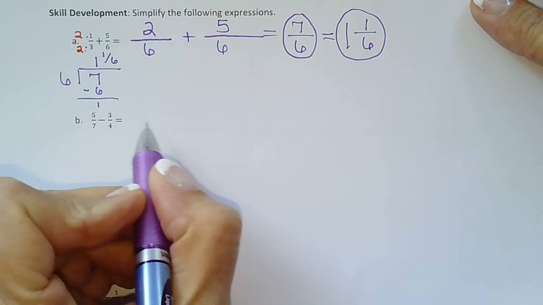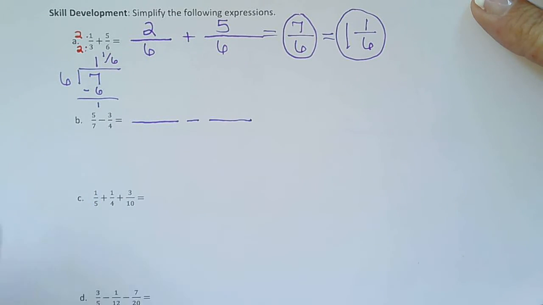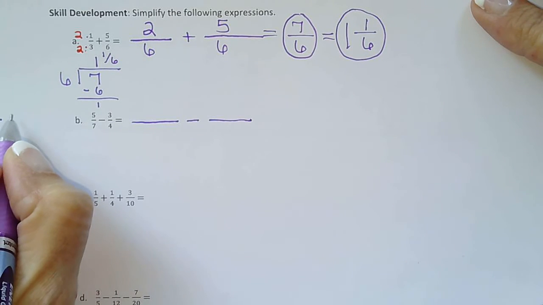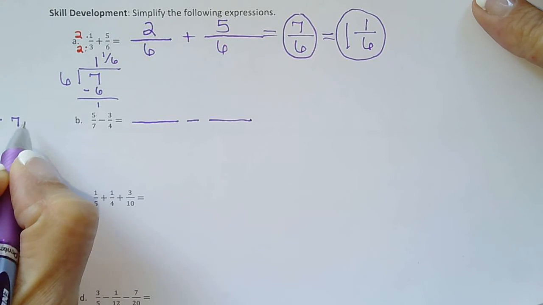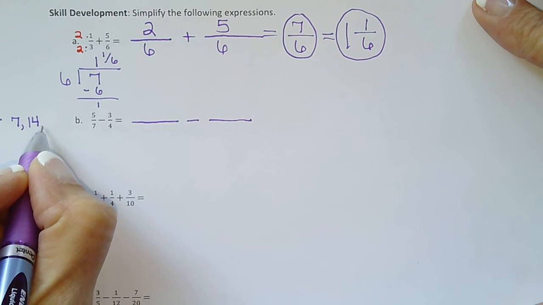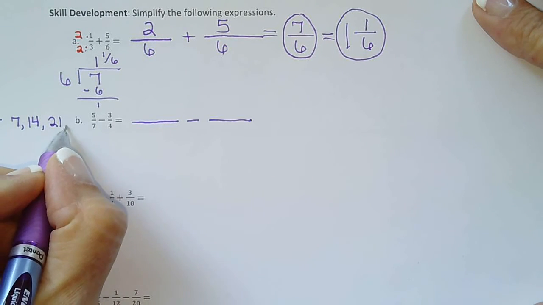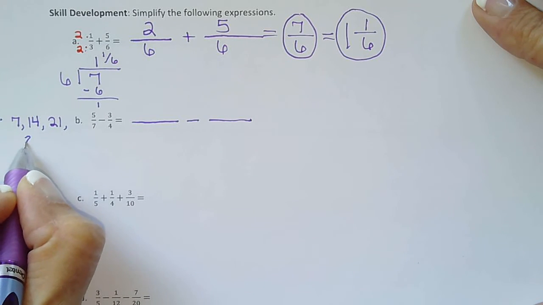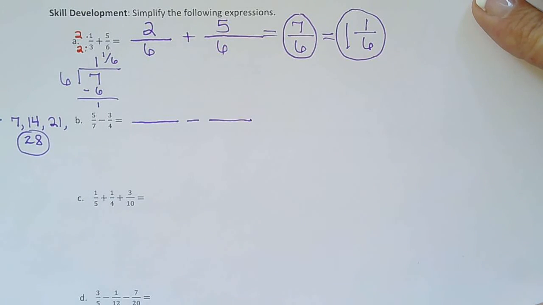Okay, next we have 7 and 4 as our denominators. So I start with 7. So does 4 go into 7? No. 7 times 2 is 14. Does 4 go into 14? No. 7 times 3 is 21. Does 4 go into 21? No. 7 times 4 is 28. Ding, ding, ding. There's our common denominator.